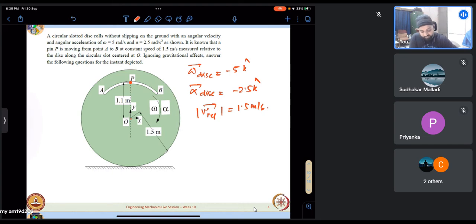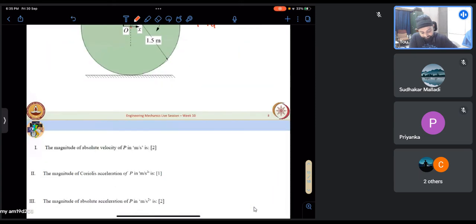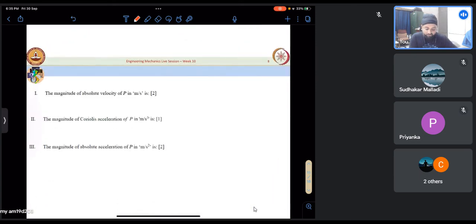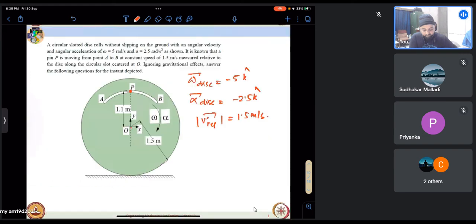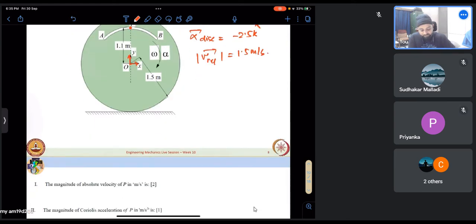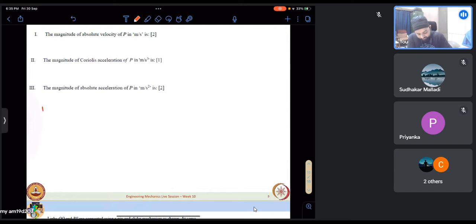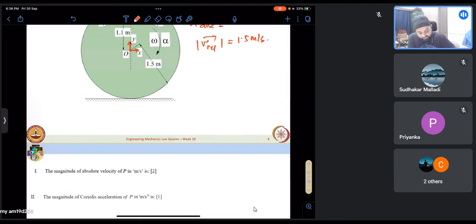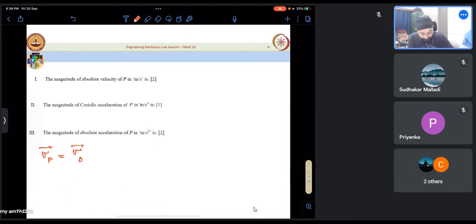Ignoring any gravitational effects, answer the following question at the instant depicted. The magnitude of absolute velocity of the pin P is what is asked. Let us work this out. Velocity of pin P is velocity of center O plus omega cross RP with respect to O plus VREL. This is the addition when we are rotating.